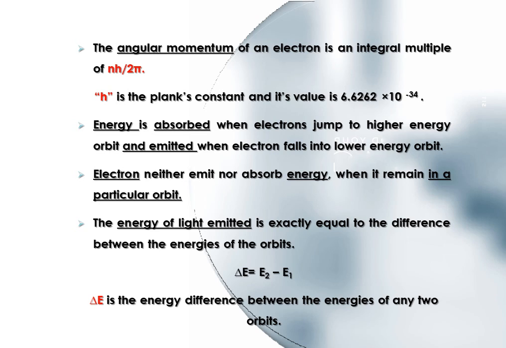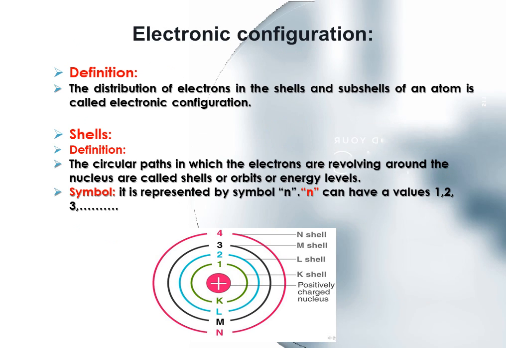Okay, that was all about Bohr's atomic model. Now come towards the last topic, which is electronic configuration. Now what is electronic configuration? Definition: the distribution of electrons, or you can say the arrangement of electrons in the shells and subshells of an atom, is called electronic configuration.